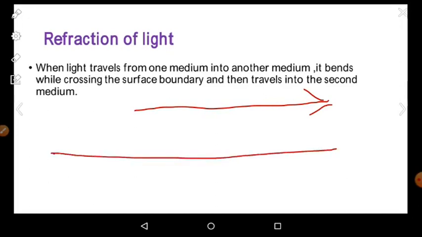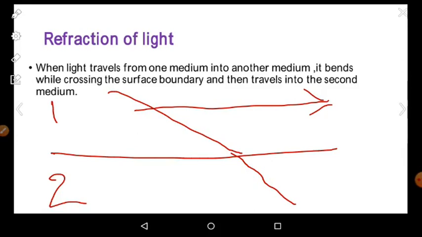When light is traveling from one medium to another medium, so let it be medium 1 and medium 2, when it is propagating from 1 into 2, the second medium, after crossing the boundary which separates the two materials, it just bends. The path of the light ray is slightly changed. This is known as refraction of light. So during the refraction of light, there will be a change in the direction of path of the light.